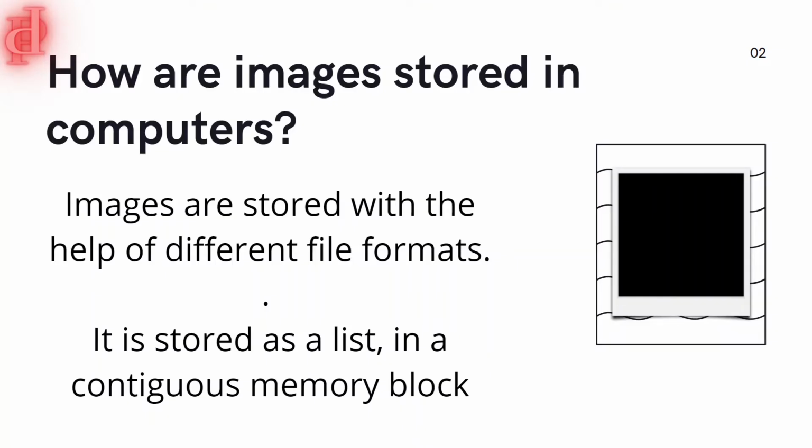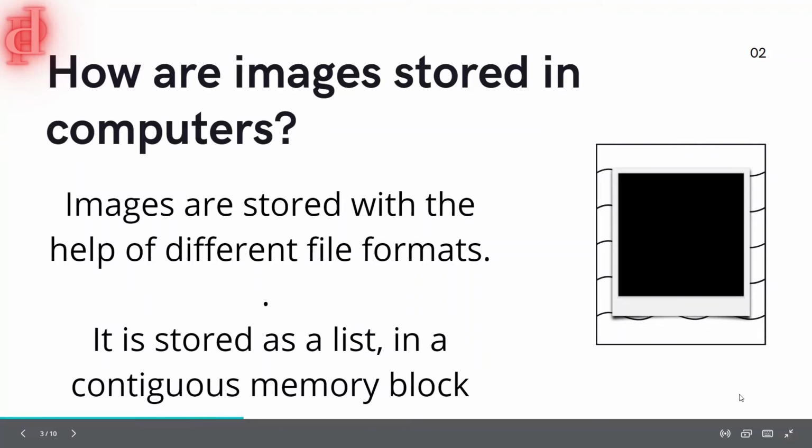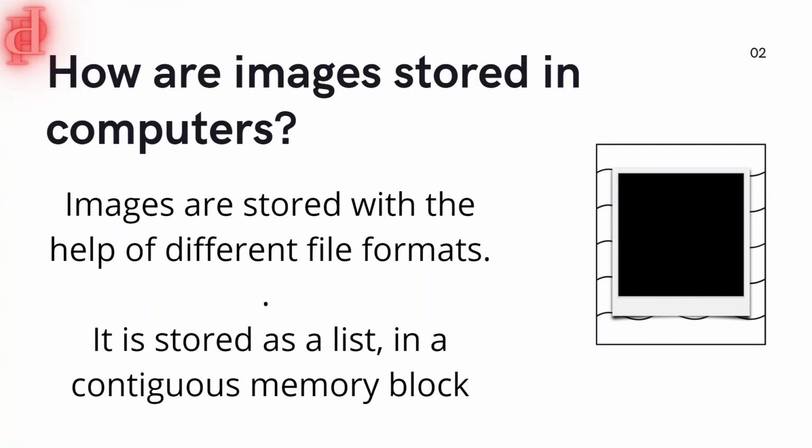So how are images stored in computers? Well, when we're talking about the most basic understanding, images are stored with the help of different file formats. We've seen PNG, JPG. We've also seen ICO, GIFs, etc. It is stored as a list. What is a list? A list is a collection of elements. For example, in images, it's going to be a list of numbers in a contiguous memory block, which essentially means a continuous part of memory. For example, it's going to have one block of memory, and this memory block is going to be reserved for that image, and it's not going to cut off in the middle.